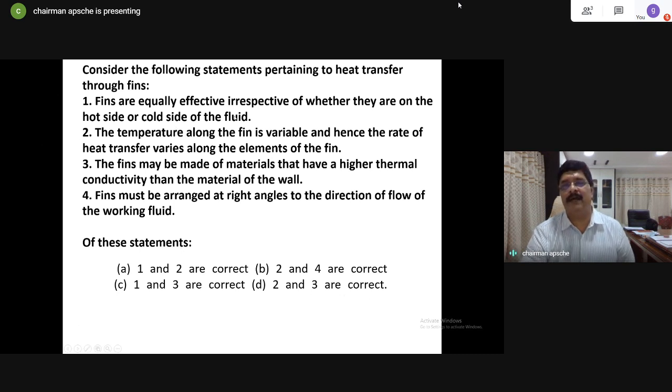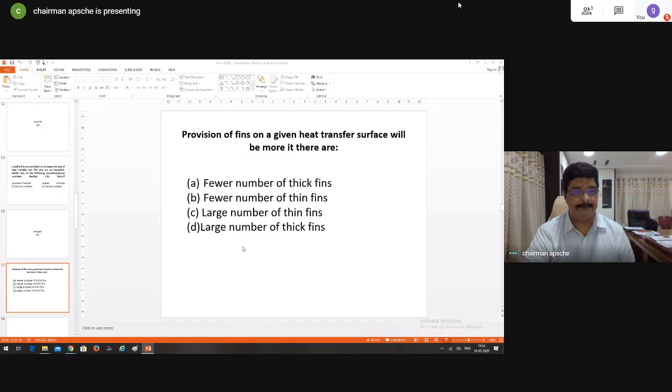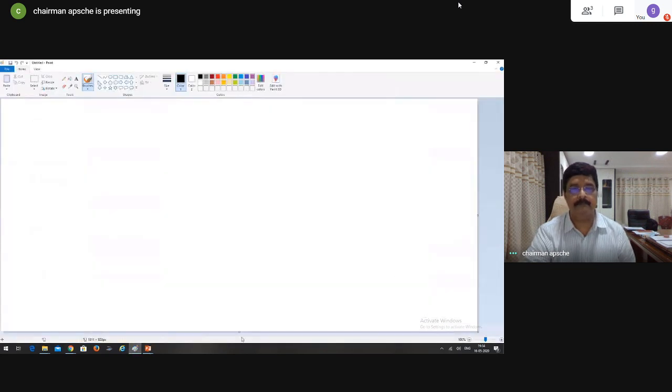Fins are effective irrespective of whether they are on the hot side or cold side, because when they are on the hot side, a temperature gradient can be maintained, so that heat transfer can be effective. And the fundamental aspect of fin heat transfer is that initially convection should happen into the fin, and thereafter convection heat transfer into the ambient conditions, right? So the first is also ruled out, and right angles, why it is not true, I'll tell you.